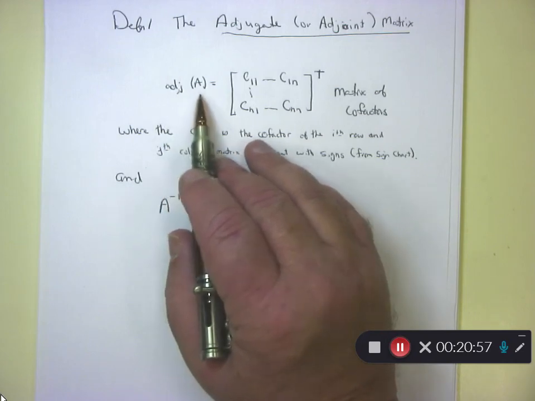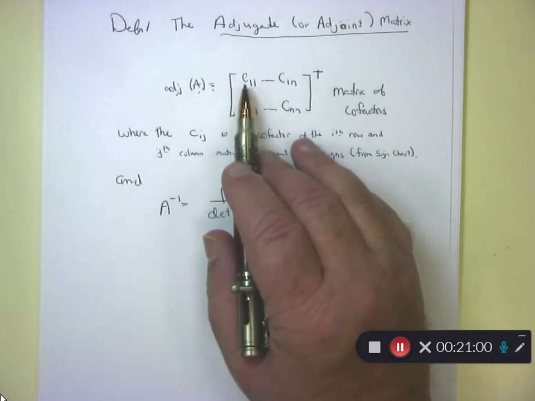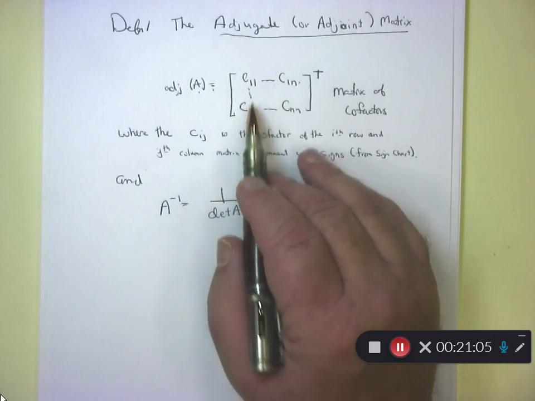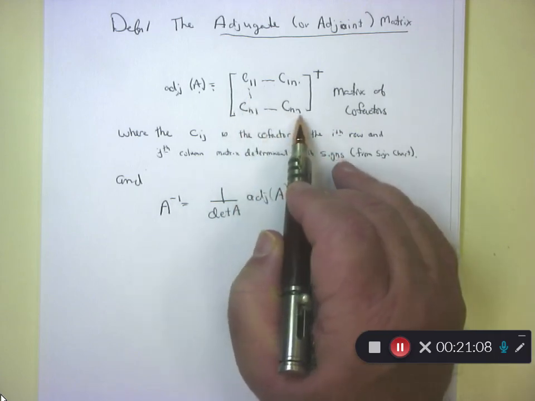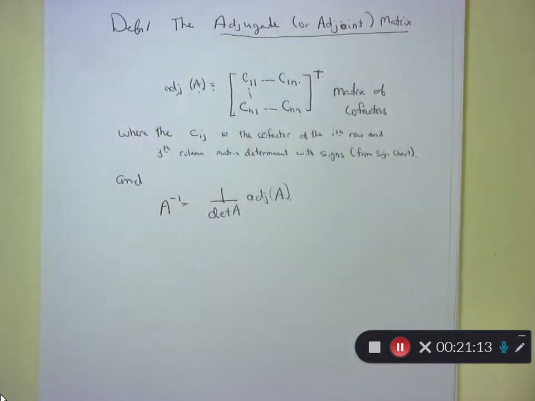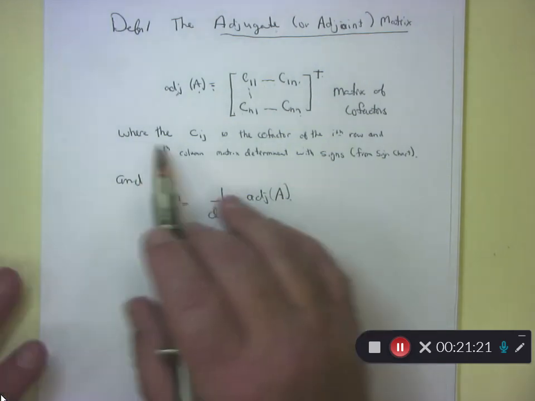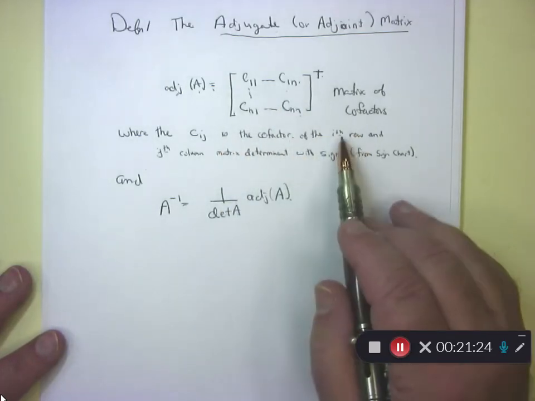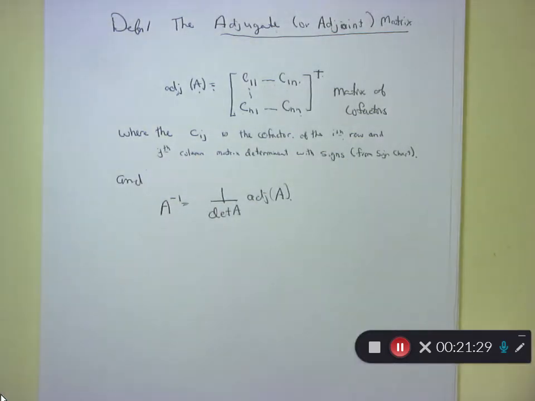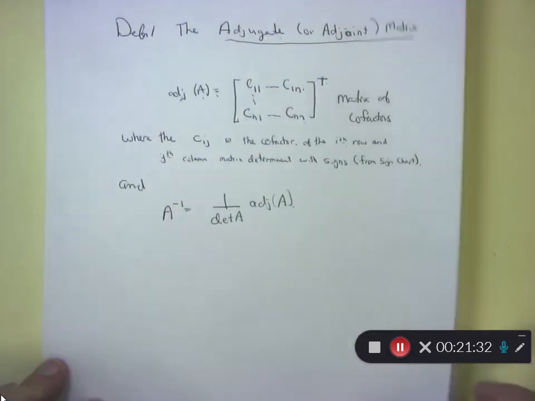ADJ, the adjoint of matrix A, is equal to C11, C12, C13, C1n, all the way down to Cn1, Cnn, transpose, which is a matrix of cofactors. Uh-oh, using a term that I did last time. What is a cofactor? Now, Cij is the cofactor of the ith row and the jth column of a matrix. Okay? And before I talk about this, let's talk about it for a second. So, come over here just to talk about it.